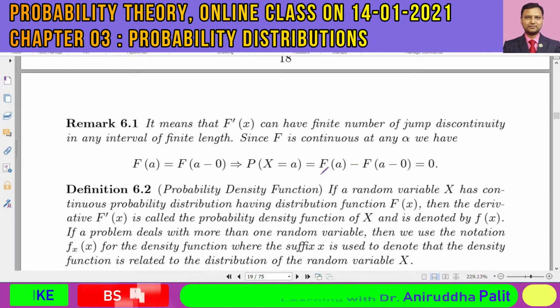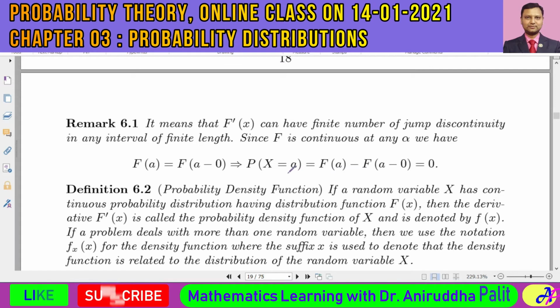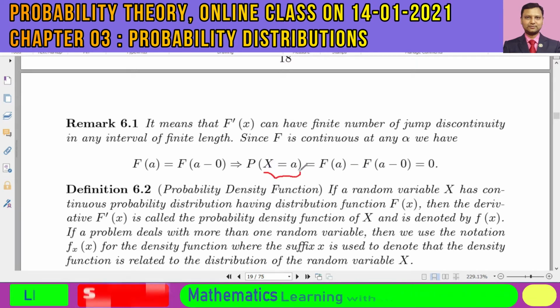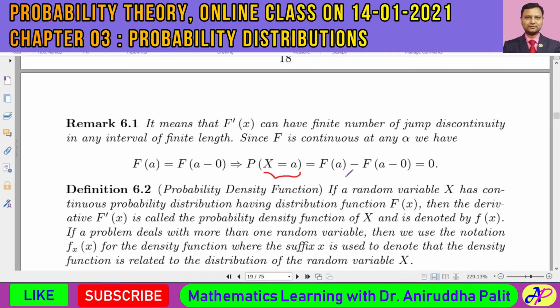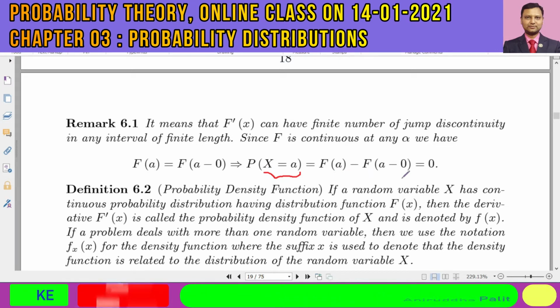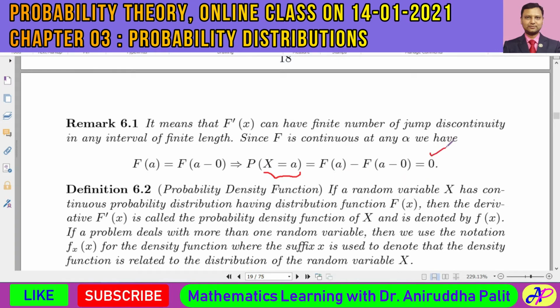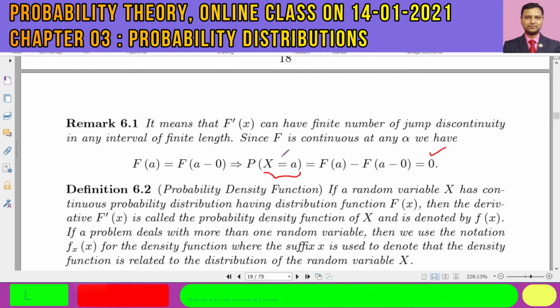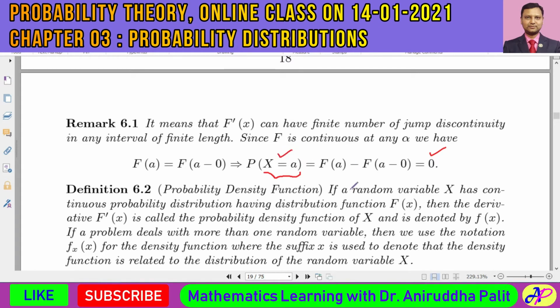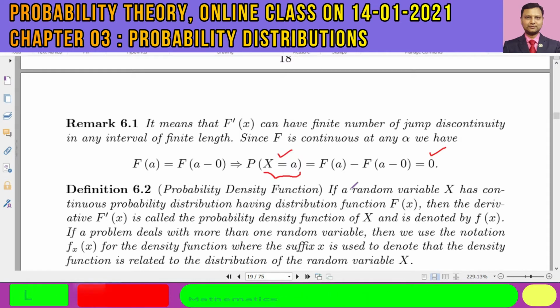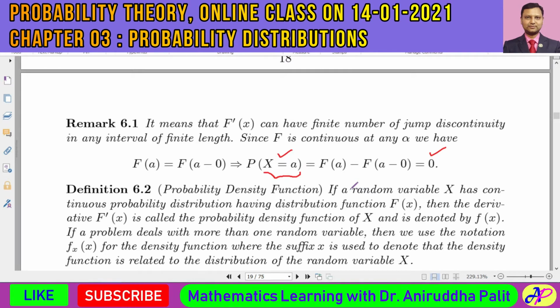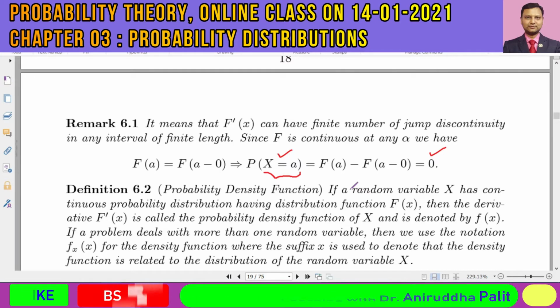So in the case of a continuous distribution, events like X is equal to a are equivalent to the null event or the impossible event, because in terms of probability, their probability is actually 0. So the event that X represents the single value a is equivalent to the impossible event.